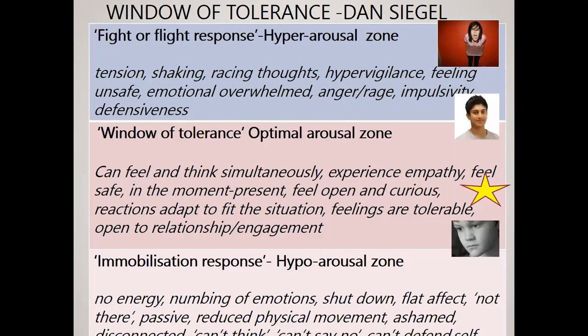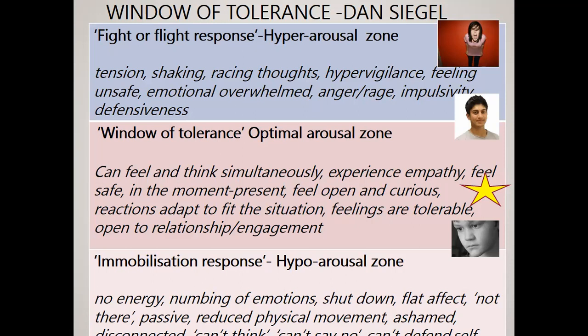It's useful for us to look for signs of where children and young people are presenting in the three different zones. Remember, we're aiming to use our PLACE when children are in the middle window of tolerance, which is the optimal arousal zone. When they are in the window of tolerance, children are able to feel and think simultaneously. They're able to experience empathy, feel safe. They're in the moment and present. They're open and curious. They're able to tolerate their feelings. They're open to a relationship and engagement with the adult that is conversing with them.